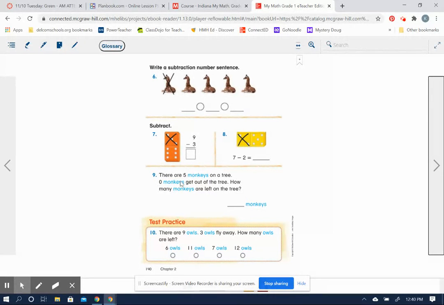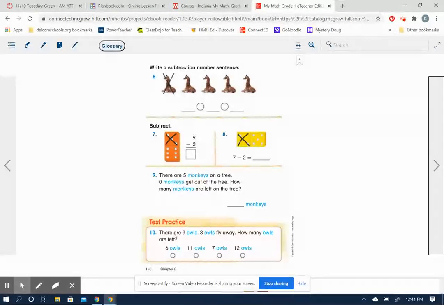Number 9, there are 5 monkeys on a tree. 0 monkeys get out of the tree. How many monkeys are left on the tree? If you need to draw a little picture down here, when I say draw a picture, I don't mean draw monkeys. I mean draw counters, okay? And then put X's on the ones that are taken away and tell me how many of them are left. If any time I'm going too fast, then you can pause this little recording and take as much time as you need, and then go ahead and click play again.